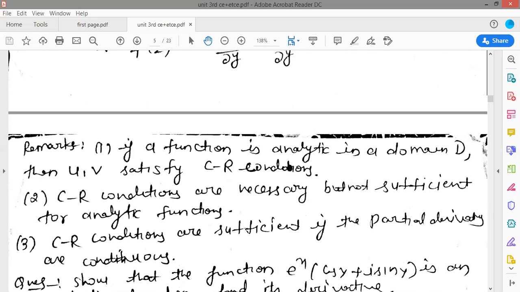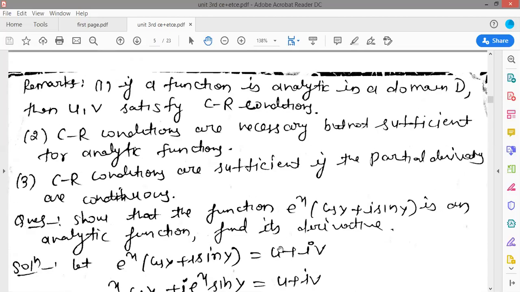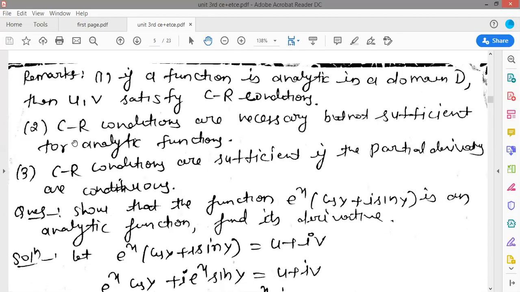Remark: if a function is analytic in a domain D, then u and v satisfy the CR conditions. That means if the function f(z) is analytic, then u and v, the real part and imaginary part of f(z), satisfy these CR equations. That means these derivatives must exist here. Now, second remark: CR conditions are necessary but not sufficient for an analytic function. It is a necessary condition but not sufficient.